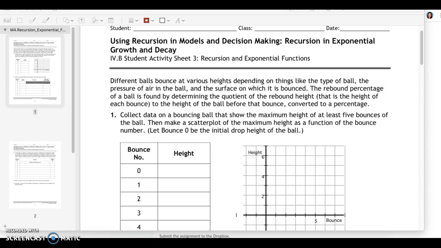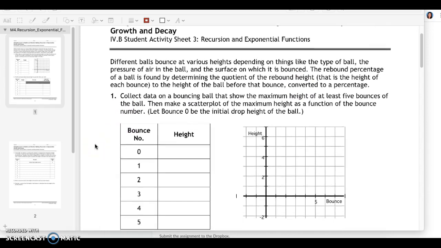So the directions say different balls bounce at various heights depending on things like the type of the ball, the pressure of the air in the ball, and the surface on which it is bounced. The rebound percentage of a ball is found by determining the quotient of the rebound height, that is the height of each bounce, to the height of the ball before that bounce, converted to a percentage. As a reminder, quotient means you're dividing, or you have a fraction with a number divided by another number. When you divide those out with your calculator, it converts it to a percentage.